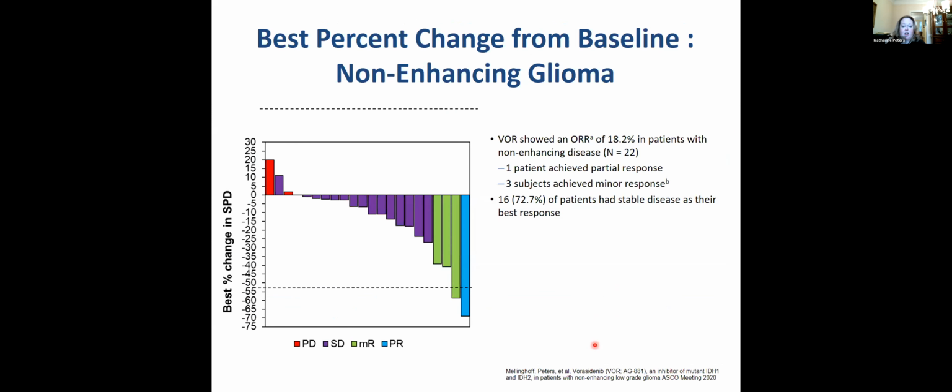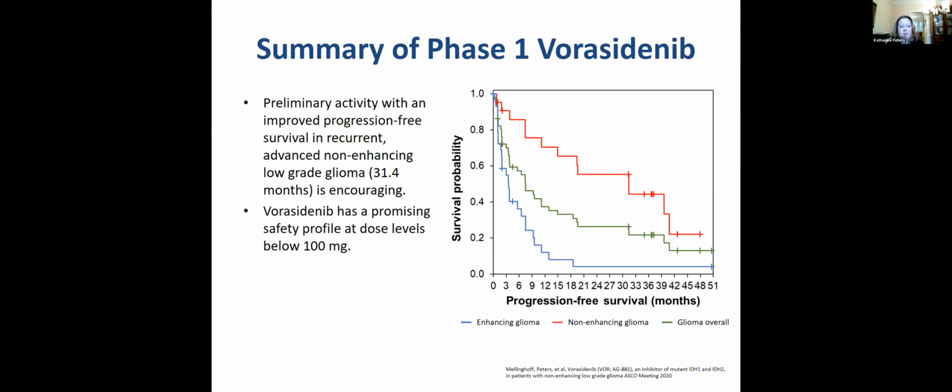In this waterfall plot, we can see that most patients that received vorasidenib did quite well. Their disease either was stable or they had a minor response, 3 patients did, and 1 patient had a very nice partial response. This is a very good response rate: above 72% of those patients had some stability of their disease. So pretty exciting results. And the progression-free survival was improved primarily for those non-enhancing glioma groups, which I show here in this Kaplan-Meier curve.